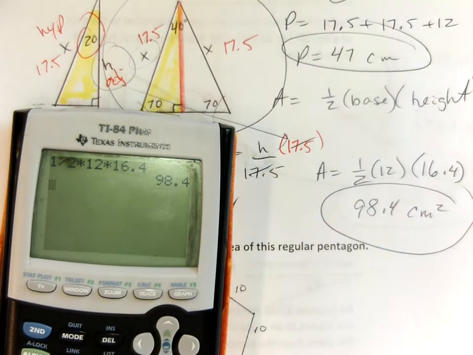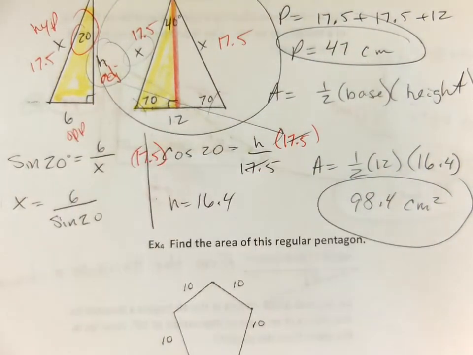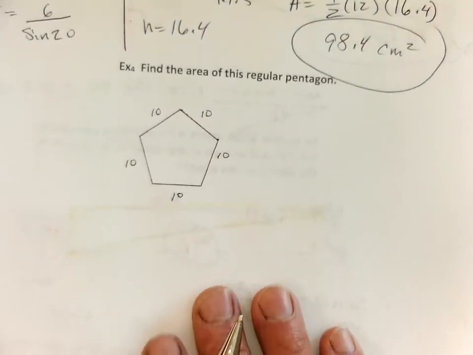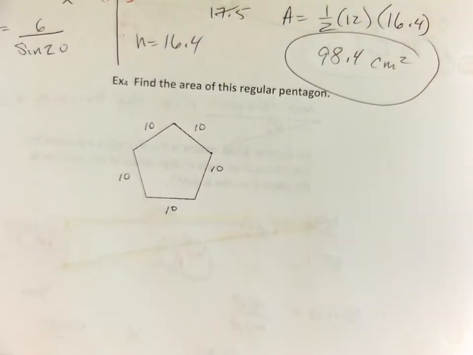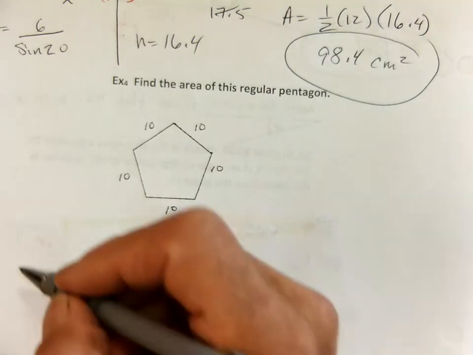What do you think? If I had a problem like this on the test, could you do it? Yeah. Good. Okay. Now, example 4 is very similar to example 3. Very similar. Except for one thing. We need some angles.